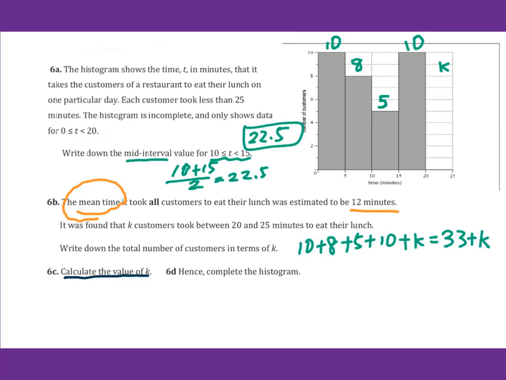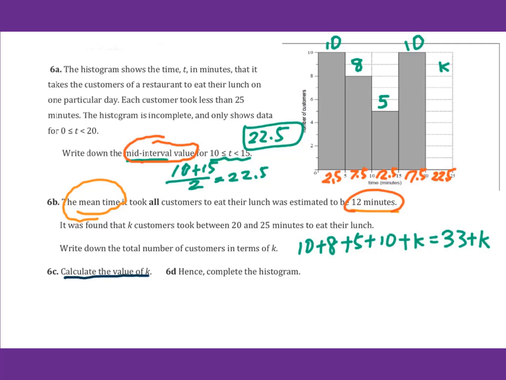We have to use this given information, 12 minutes. Since this is a continuous data, you have to figure out the mid-interval value, which means midpoint. This will be 2.5, 7.5, 12.5, 17.5. Then it's 22.5.